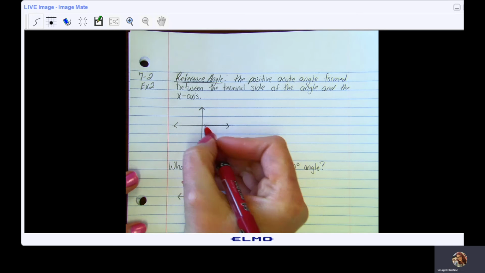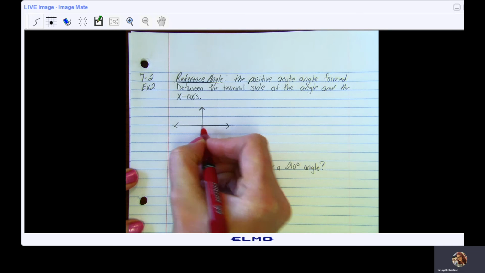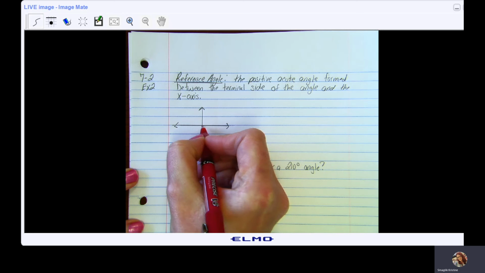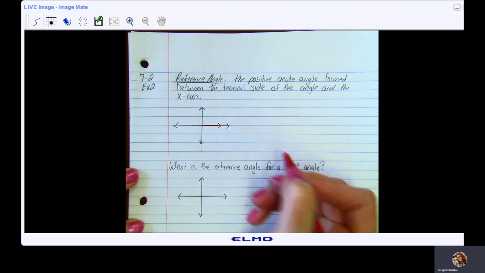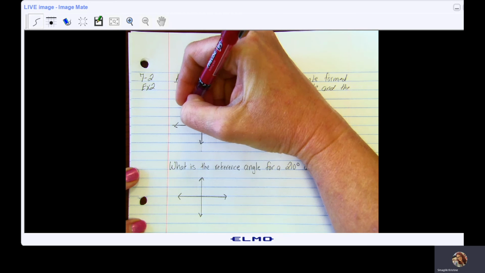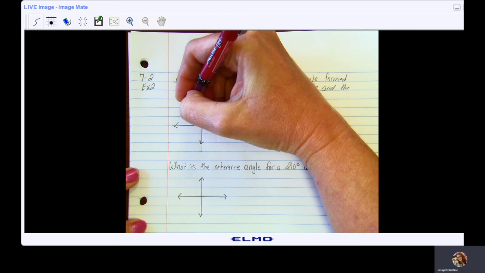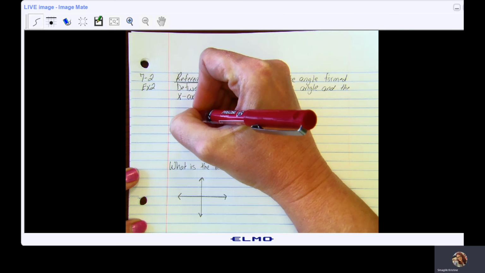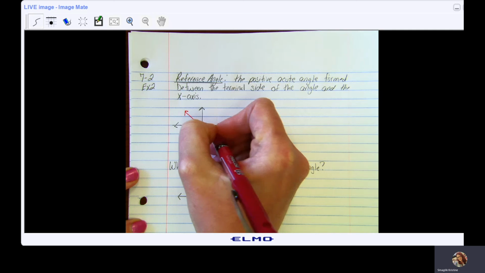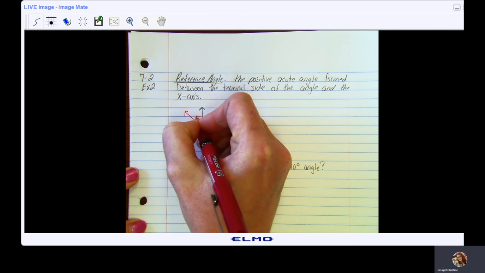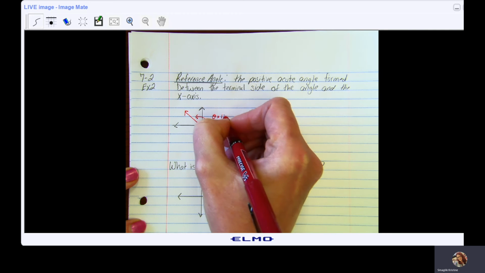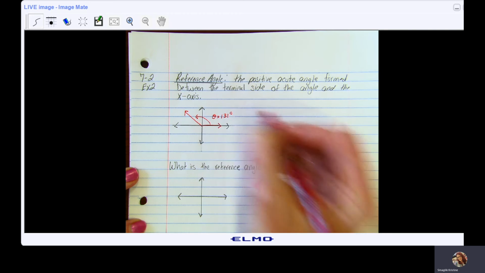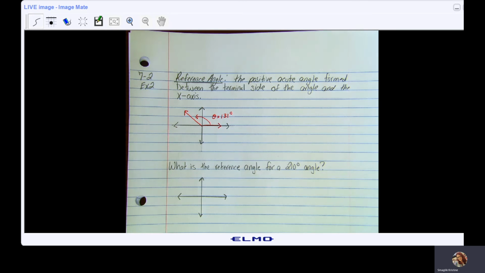So your initial side, again, your vertex is always starting at the origin, and your initial side lies on the positive x-axis. And I'm going to draw my terminal side, and we'll put it right in here. And so this is my angle theta. And we'll say theta equals 131 degrees. Now let's add in a few more things. We're just going to refresh your memory a little bit.